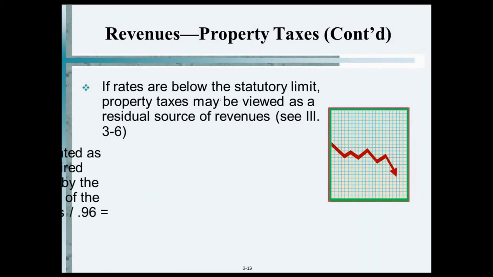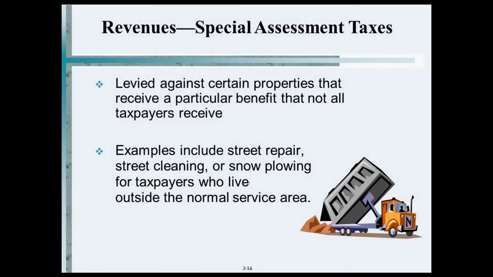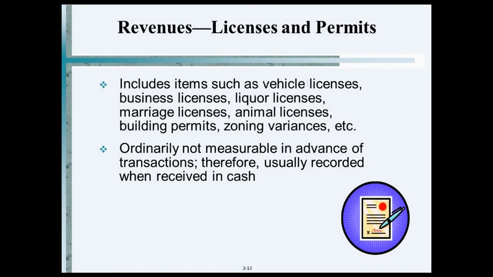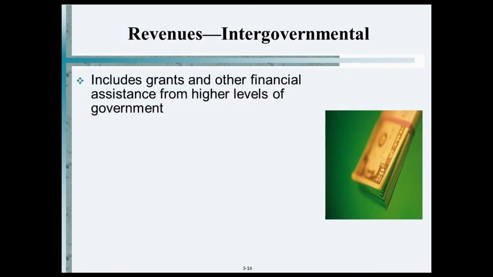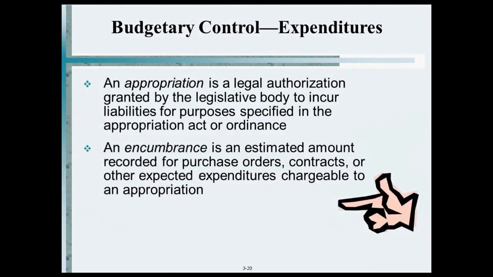But you should know what the property tax levy is, the gross levy. We just went through this. That's why I'm skipping ahead on all of this stuff, because we went through this. Special assessment. Everybody know the difference between special assessment taxes and regular taxes? Okay, special assessment benefits a certain group of people who have to pay for the improvements. And those improvements are done through the capital projects fund. Licenses and permits, intergovernmental are grants, right? Fine, miscellaneous. Okay, here we go.